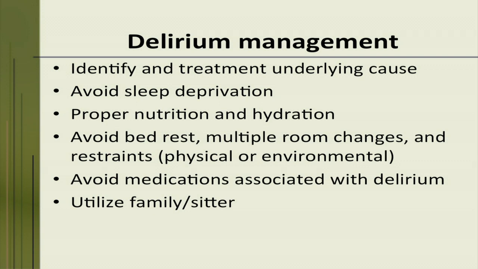Delirium management is very important. Prudent measures to prevent or ameliorate delirium include identifying and treating underlying medical causes such as infection or metabolic abnormalities. Avoid sleep deprivation. Proper nutrition and hydration. Avoid excessive bed rest, room changes, and restraints, both physical or environmental. Restraints can be anything from oxygen tubing, IV tubing, Foley catheters, to too much furniture in the environment that can cause and restrict the patient from movement.